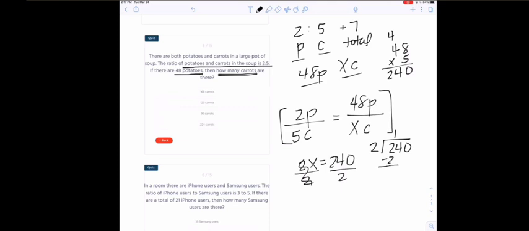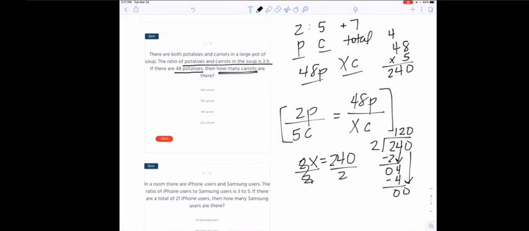240 divided by 2. 2 goes into 2 one time. 2 times 1 is 2. 2 minus 2 is 0. We're going to bring down the 4. 2 goes into 4 2 times. 2 times 2 is 4. 4 minus 4 is 0. 2 goes into 0, 0 times. And nothing else to bring down, nothing left over. X equals 120. There we go.